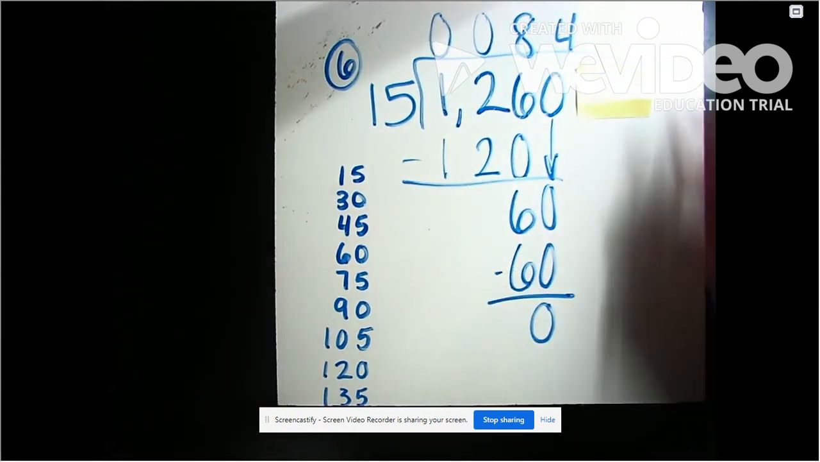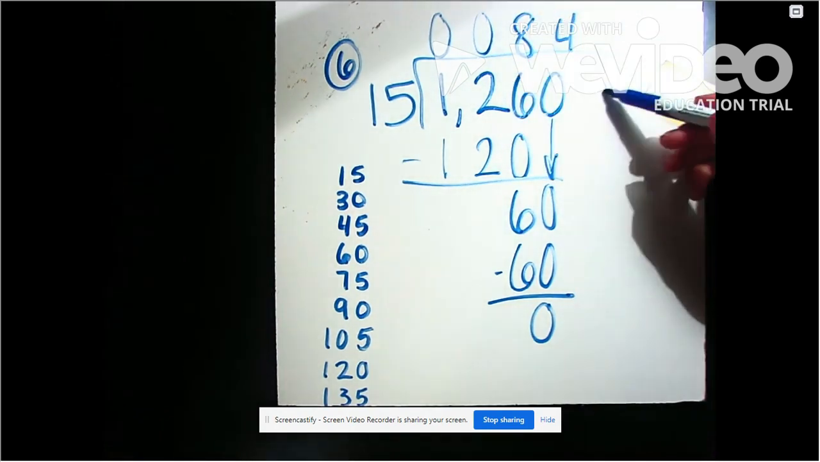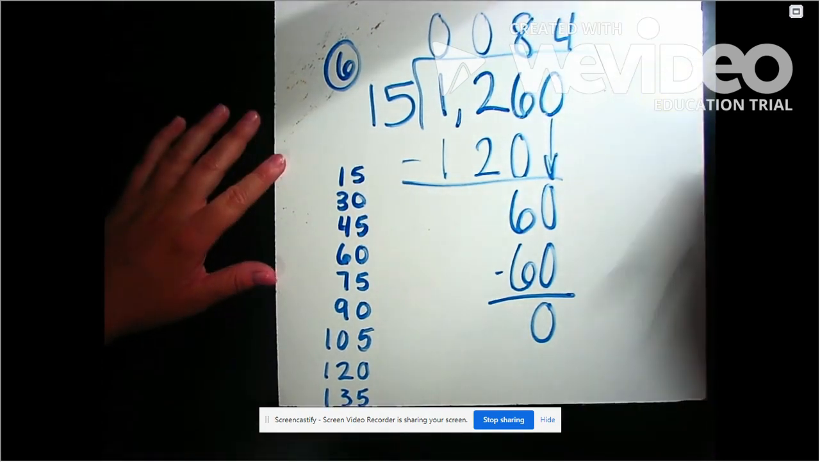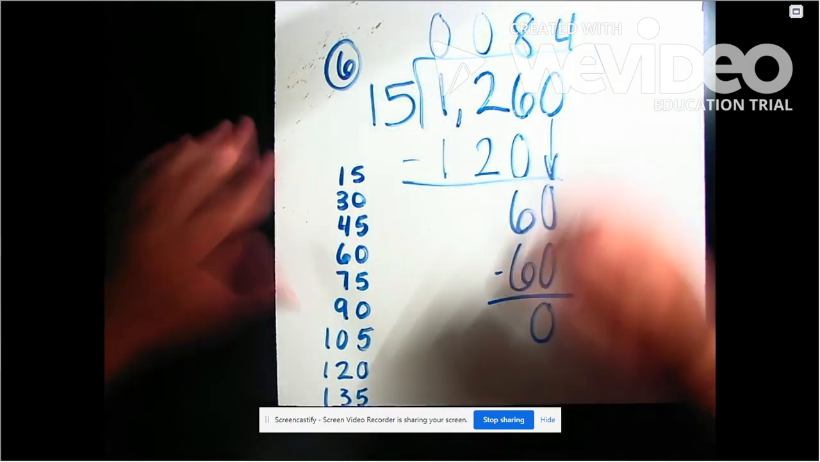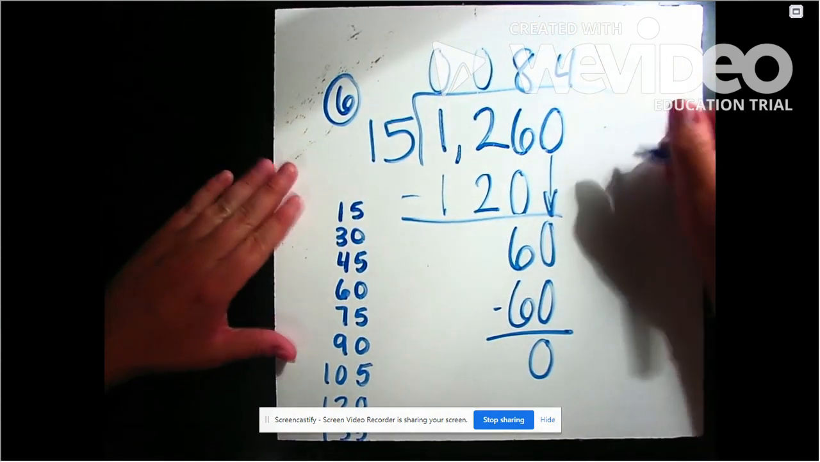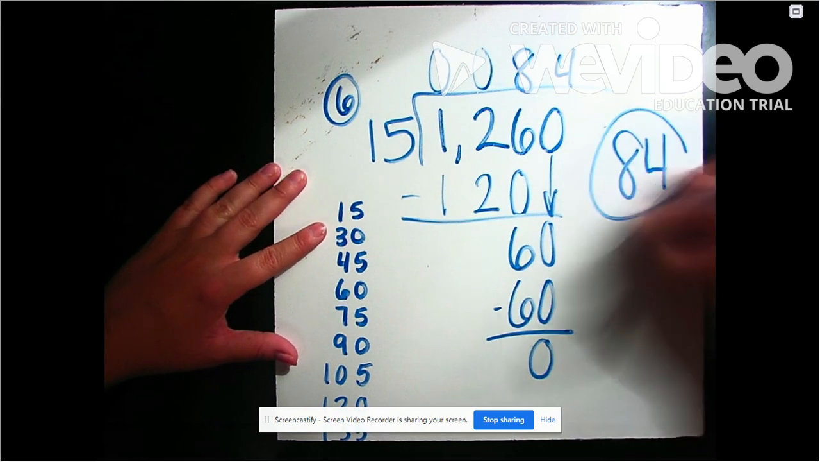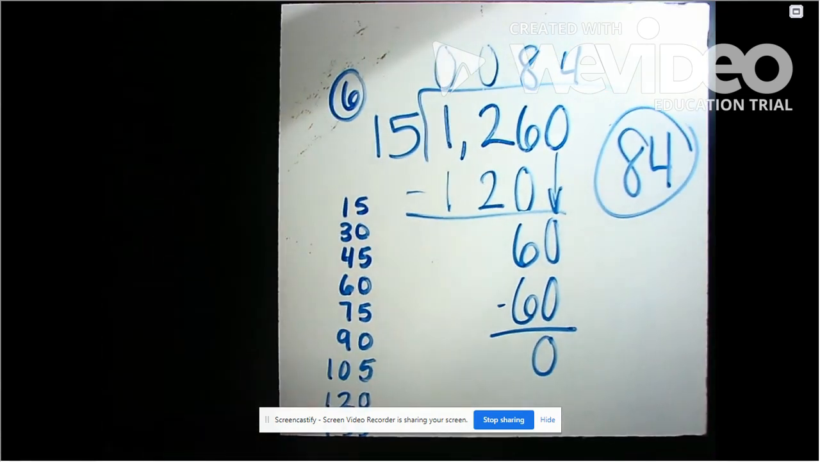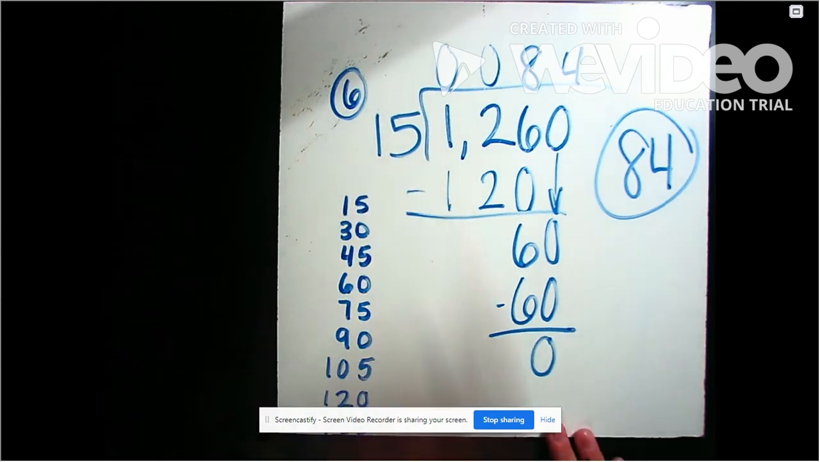I'm left with 0. When I go to scoot over, I have nothing else. So I know that I'm done, okay? And instead of having to write it 0084, we know that our answer is just 84. Okay? So I hope that helps you with dividing when you have a larger divisor.